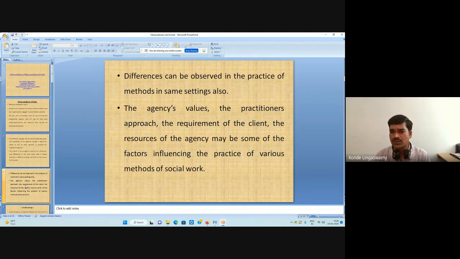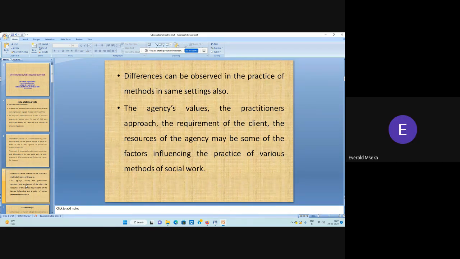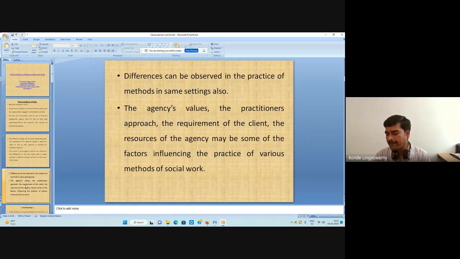The agency's values, the practitioner's approach, the requirement of the client, and the resources of the agency may be some of the factors influencing the practice of various methods of social work. The agency values and the practitioner approach may be different. The requirement of the client may be different from one organization to another organization. The resources of the agency may also be factors influencing.